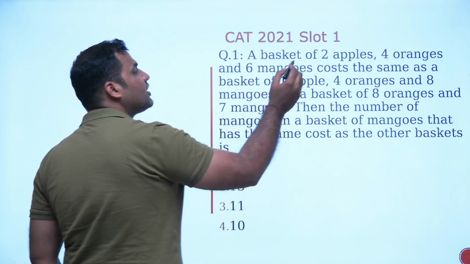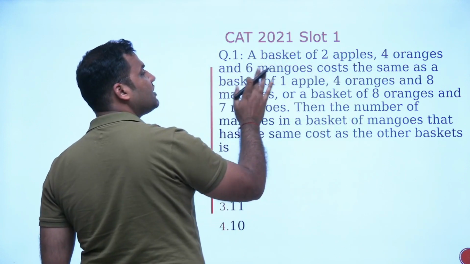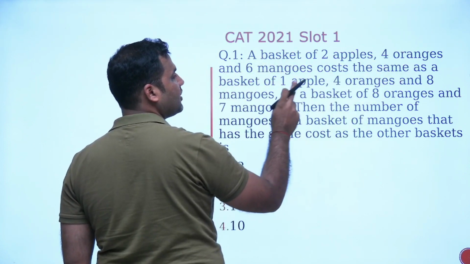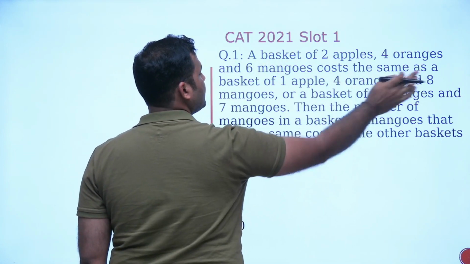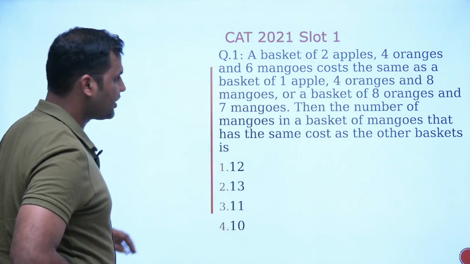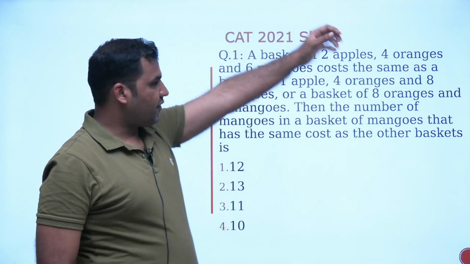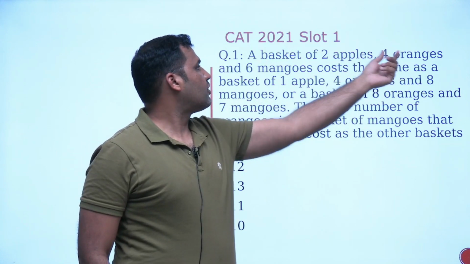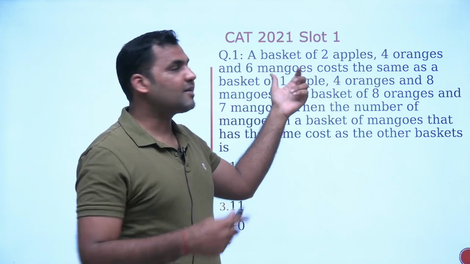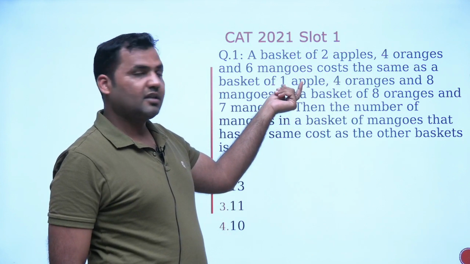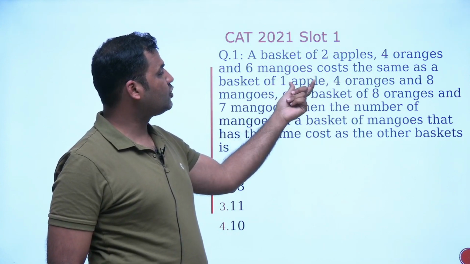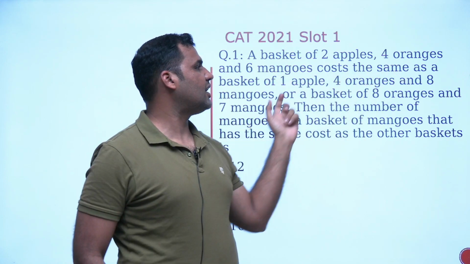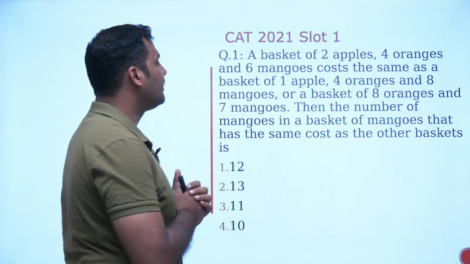See this: a basket of 2 apples, 4 oranges, and 6 mangoes costs the same as a basket of 1 apple, 4 oranges and 8 mangoes. What is the meaning of the statement? If I'm going to purchase 2 apples, 4 oranges, 6 mangoes, the amount of money that I'm supposed to pay is the same as the amount that I will be paying to purchase 1 apple, 4 oranges and 8 mangoes. Now, read it carefully, guys.